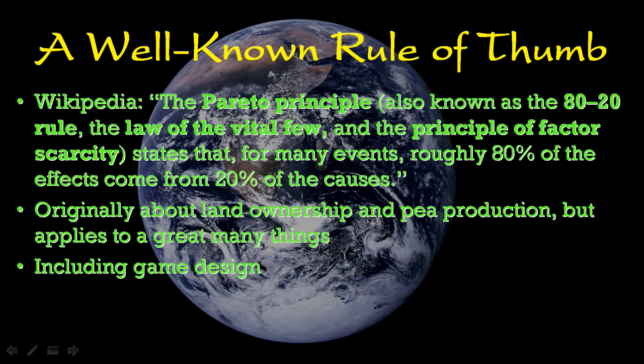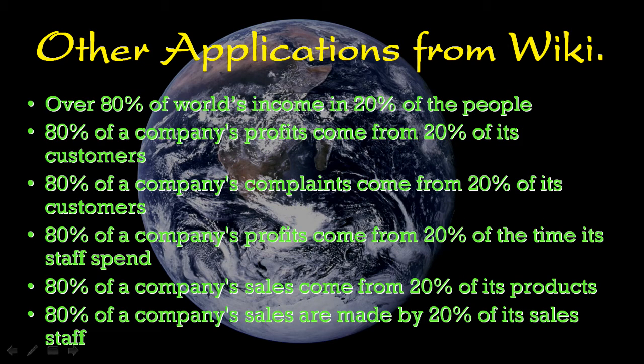But most people know it as the 80-20 rule. It's a well-known rule of thumb. And essentially it says roughly 80% of effects come from 20% of the causes. Now this was originally about land ownership and pea production, but it applies to a great many things, including game design. But here are some other applications from Wikipedia.